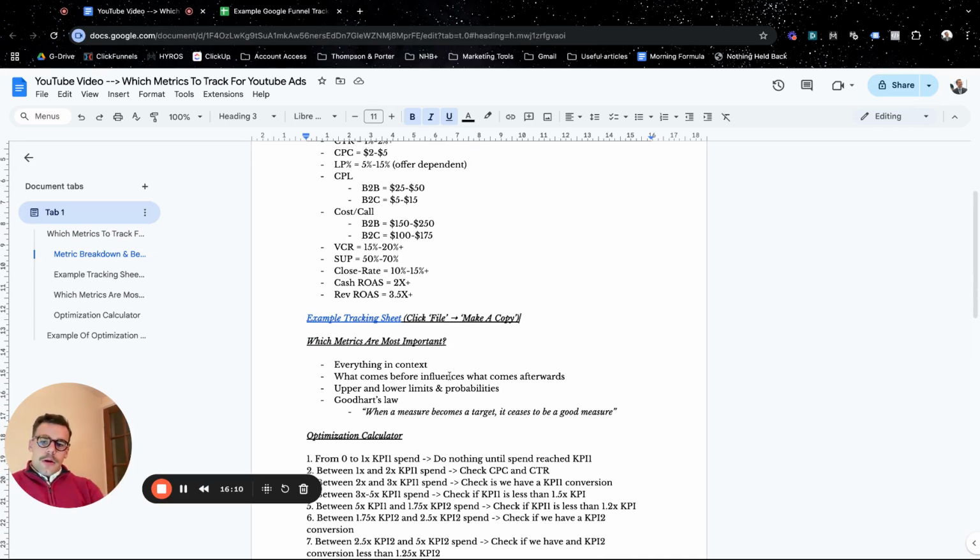Cool. And then what comes before influences what comes after. So I always use this example. Someone came to me recently, the CTR was 3.8%, something like that. But the landing page percentage was super low and they weren't profitable. They weren't getting a good cost per call. But they were like, I'm trying to identify what the bottleneck is here and I can't figure it out. And so they were like, well, CTR is great, so it can't be that. It must be something else.